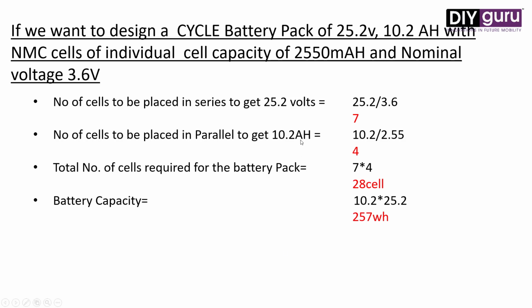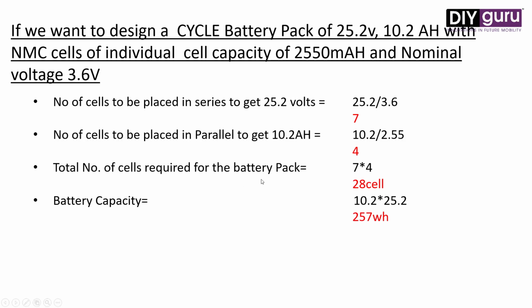Now we'll find how many lines we have to place in parallel to get the desired capacity of 10.2 Ah. Here 10.2 divided by 2.55 is 4. So with 7 cells in series and 4 in parallel, we get the desired 25.2 volts and 10.2 Ah. The total number of cells that we will require for this battery would be 28 cells, with 7 placed in series and 4 sets placed in parallel.